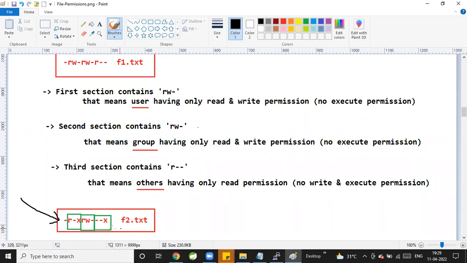I have given F2.txt. Who is having what permission? The first section represents user. The second section represents group. The third section represents others. You tell me who is having which permissions on this file.